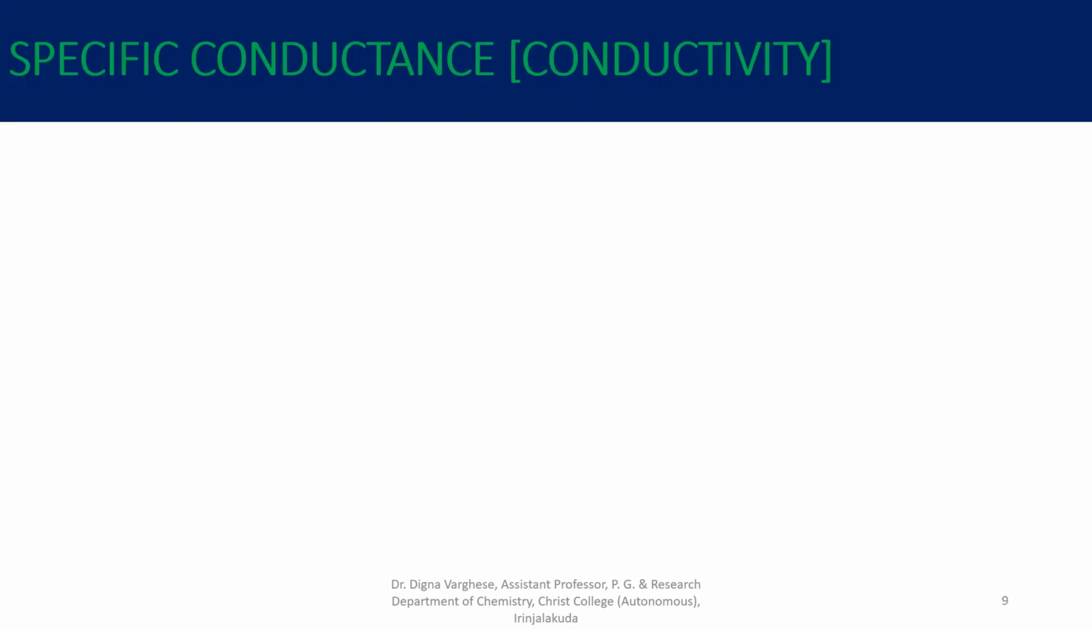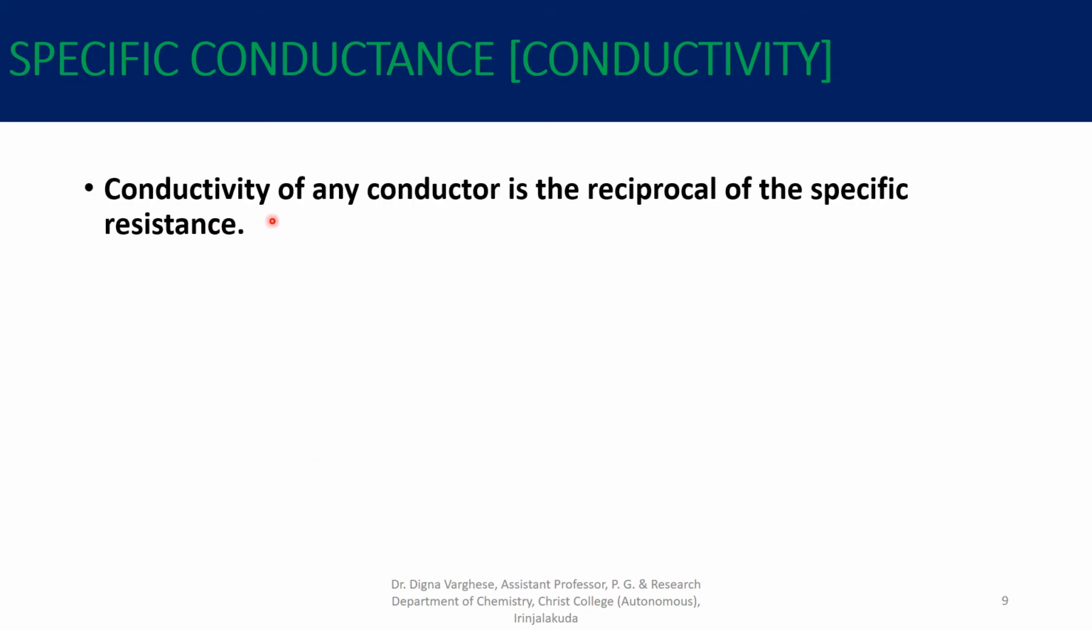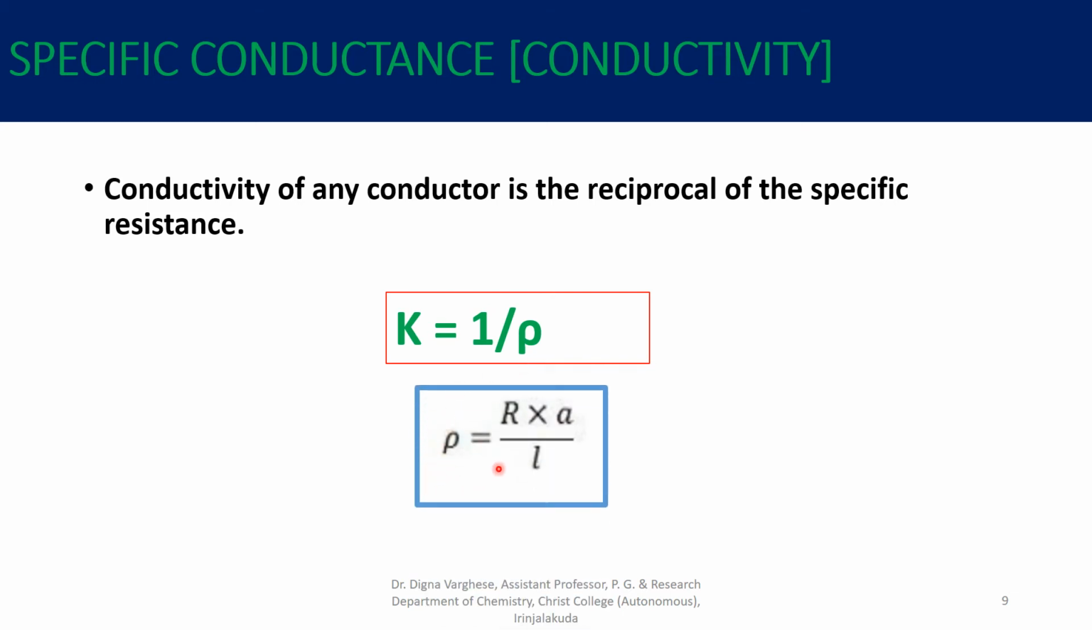Specific conductance or conductivity. Conductivity of any conductor is the reciprocal of specific resistance. Specific conductance is represented by the symbol K. So it is the reciprocal of specific resistance. We know specific resistance is represented by rho. Here rho is equal to R into A by L, where R is the resistance, A is the area of cross section of the conductor, and L is the length of the conductor.